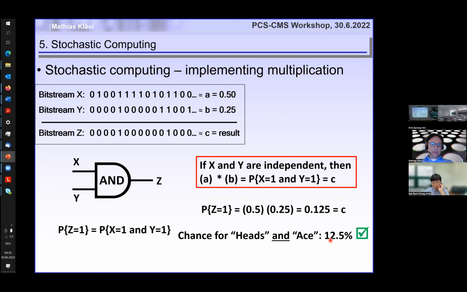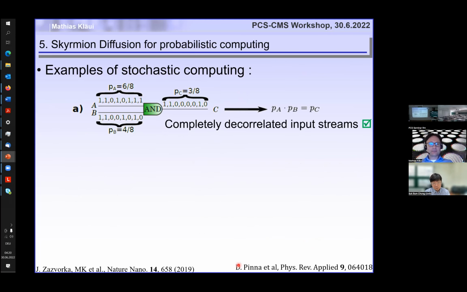So this is a way, by just feeding our two bit streams into an AND gate, to multiply the two numbers. And with these bit streams, we can represent any number between 0 and 1, so any number that we want in the end. However, the result of this AND gate leading to the multiplication is only correct if the bit streams X and Y are uncorrelated. And so let me explain what this means.